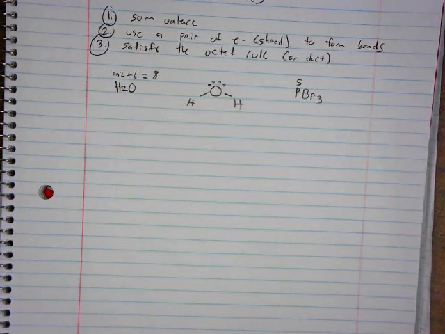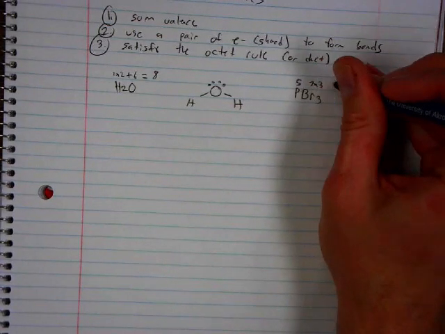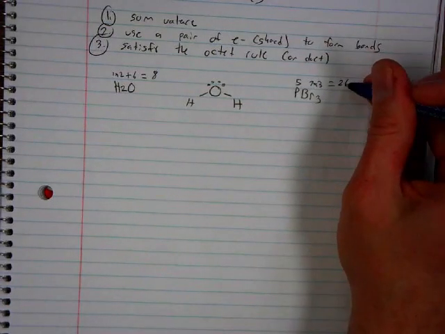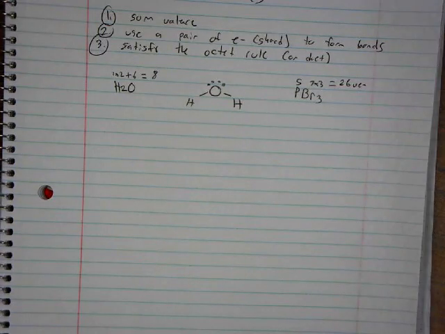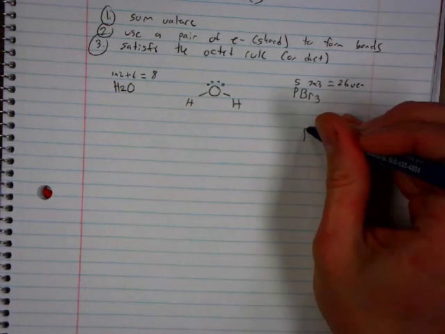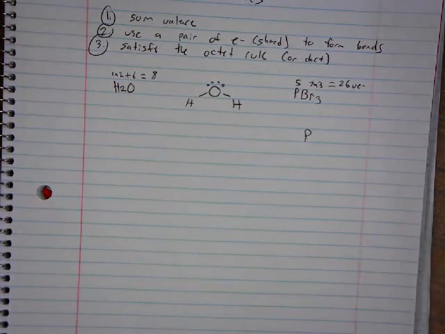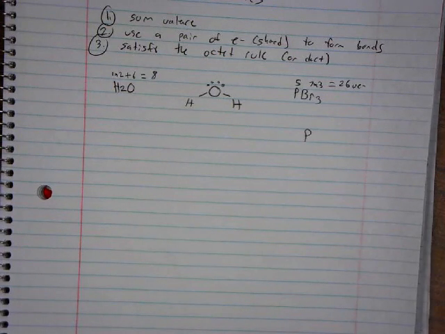So PBr3. How many valence electrons does phosphorus have? 5. Bromine has 7 times 3, for a total of 26. I've got 26 valence electrons I have to show. Agreed? Okay. So let's satisfy some octet rules.